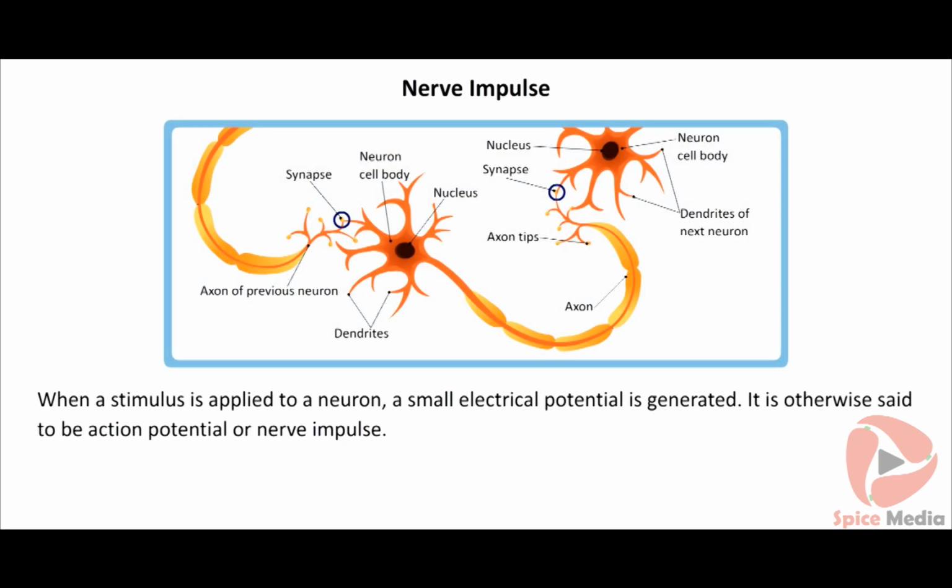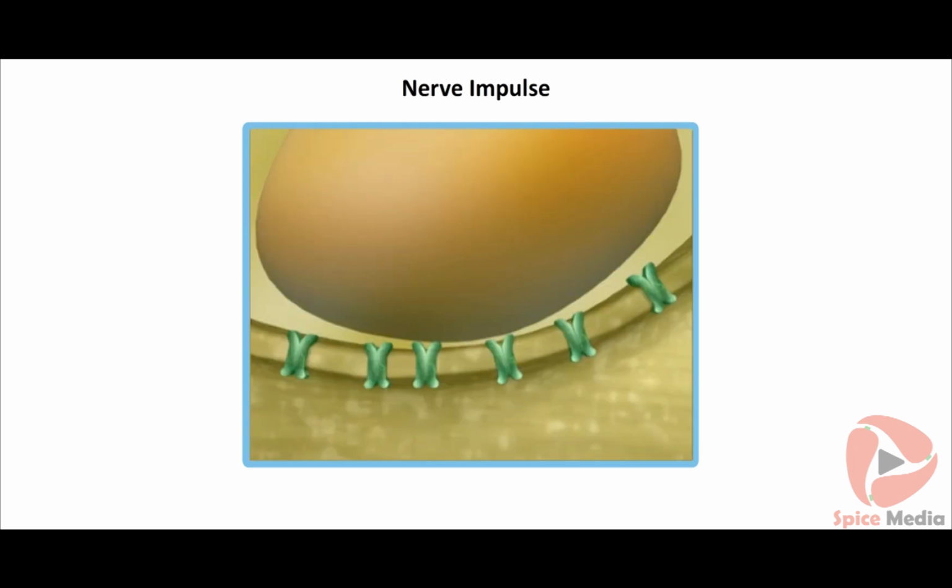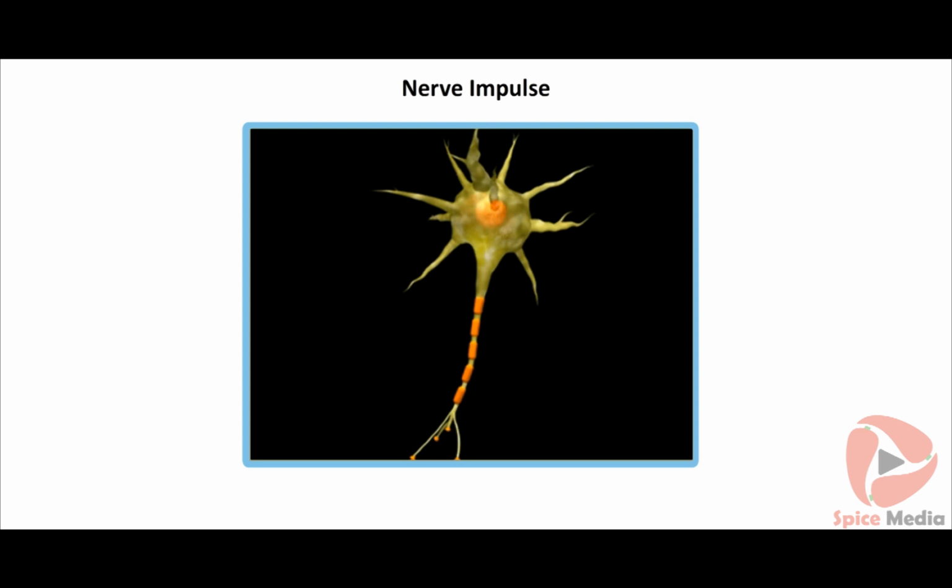When a stimulus is applied to a neuron, a small electrical potential is generated. It is otherwise said to be action potential or nerve impulse. This nerve impulse travels along the length of the axon until it reaches the nerve terminal. From the nerve terminal, it is either transferred to another neuron or to an effector organ.